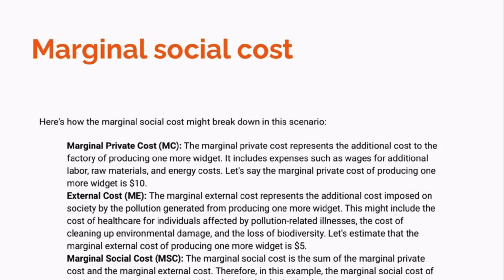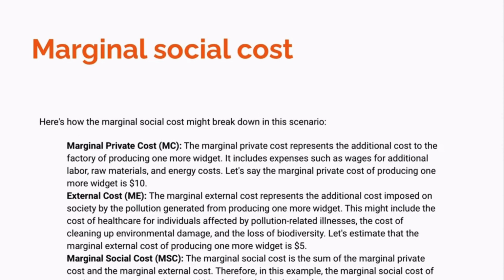So let us say that the marginal private cost of producing one more widget is $10, and we said that because of this production process, some pollution related problem would be there. Maybe there is an increase in the cost of healthcare of the individuals who are staying around, third parties, or it could be the cost of cleaning up the environmental damages, or it could be the loss of biodiversity.